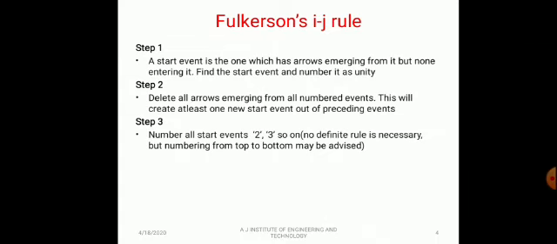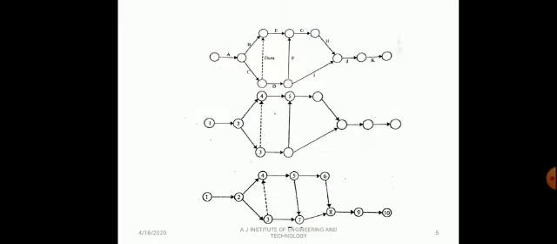The initial event which has no incoming event is numbered as 1. Events should be numbered in a sequence from left to right. Event numbers should be unique. Go on repeating steps 2 and 3 until the end is reached: delete all the arrows emerging from all numbered events, which will create at least one new start event, and number all the new start events 2, 3, 4 and so on until the last activity is reached.